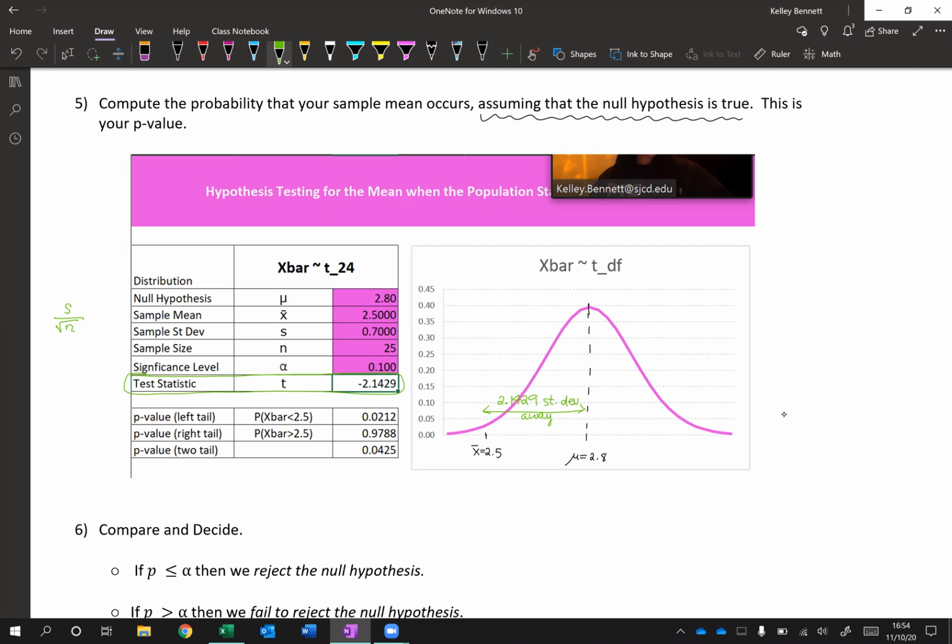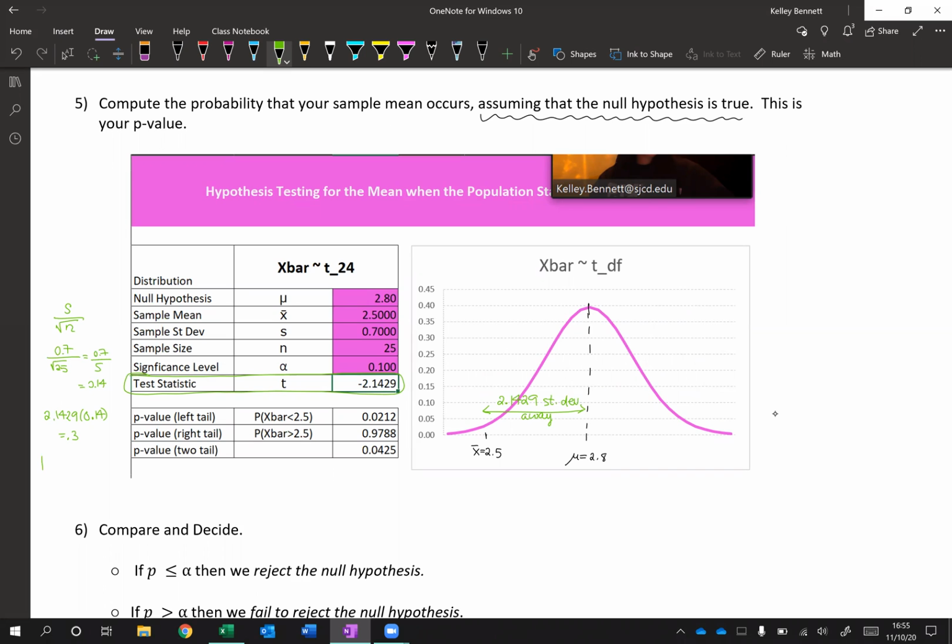So let's look at that really quickly. So if S was 0.7 and N was 25, then this would be 0.7 over 5. And that's going to give us 0.14. Well, if I'm left of mu by 2.14, let's check it out. 2.1429 times 0.14, that's my standard deviation for this t distribution. That is going to give me 0.3.